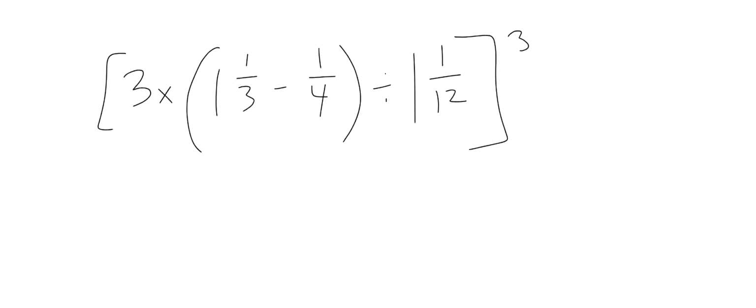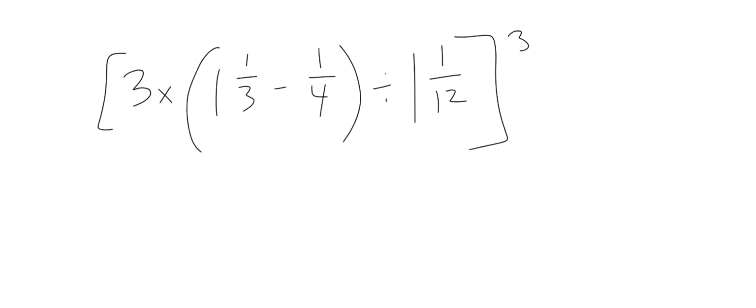So walk me through what order the steps are going to go in. The parentheses first. And then the left side of the bracket. Yeah, then we just go left, right. We'll have a 3 times something divided by something. We'll have to change these to improper.